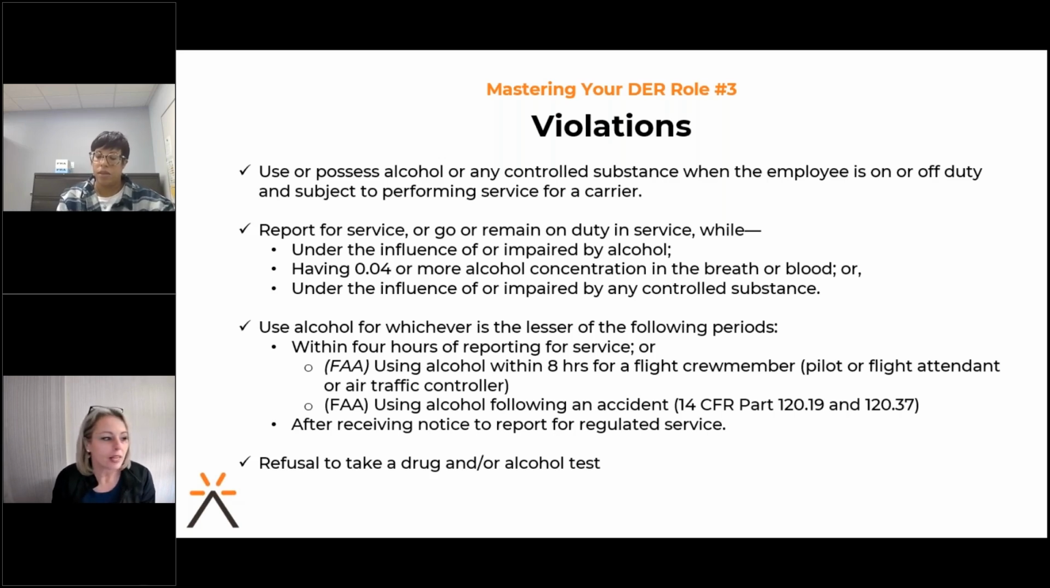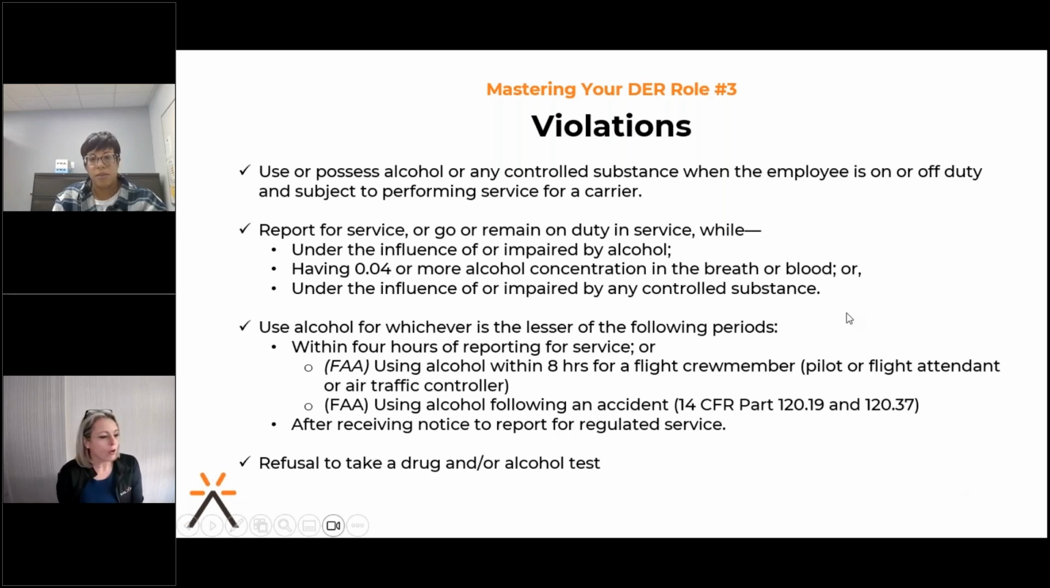Part 40 talks about our violations and breaks them down into different areas. We've got the use or possession of any controlled substance or alcohol when an employee is on or off duty subject to performing service for a carrier. That's a pretty black and white DOT regulation. If you report for service or remain on duty in service while you're under the influence of alcohol, if you have a 0.04 concentration of alcohol in your breath or blood, or under the influence or impaired by any controlled substance. Now I've got that or blood in there because FRA does have a carve out for FRA post-accident testing, and there is a blood component to that. But no other DOT mode has a blood component.